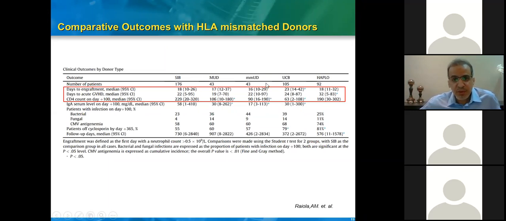is very comparable. For days to engraftment, you have here 18, 22 for GVHD here, maybe even better, 32. And the increase in CD4 count is very similar between sibling and haplo, which is very encouraging, and maybe this is one of many reasons and many studies which encourage people to go for haplo whenever there is no full match sibling.